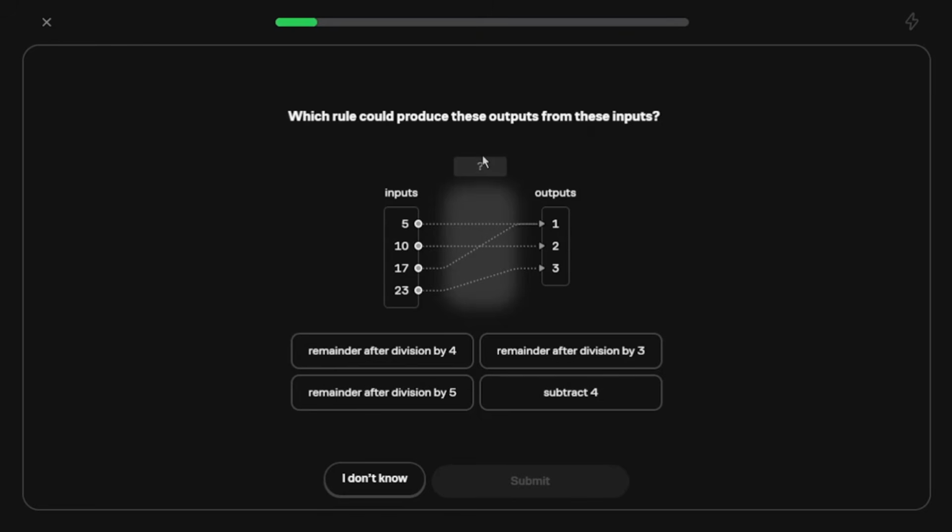Okay, what's the function? 5 to 1, 10 to 2, 17 to 1, 23 to 3. Is this a remainder because it's division? It looks like division to me. Is it remainder after division by 4, or by 3, or by 5? It looks like by 4, because 5 divided by 4 has remainder 1, 10 divided by 4 has remainder 2, 17 divided by 4 has remainder 1, and 23 divided by 4 has remainder 3.